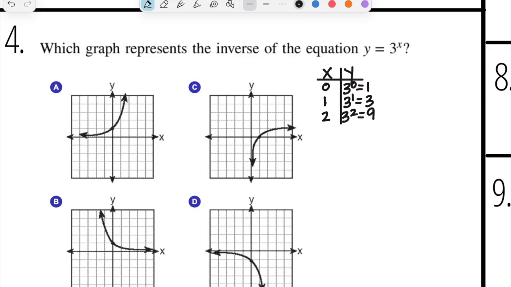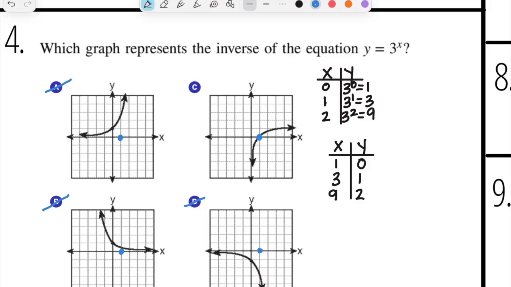Now with the inverse, we're going to switch and take our x's and make them our y's, and make our y's our x's. So that's going to become 1 and 0, then 3 and 1, and 9 and 2. So if I go to 1, 0, that's the point there, so that can't be the right answer. We have 1, 0, that's a potential. We have 1, 0, that can't work. And then 1, 0 here. So the only one that has the correct inverse value is going to be letter C.